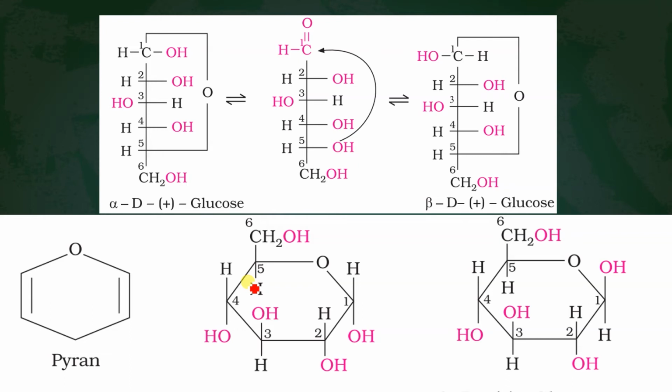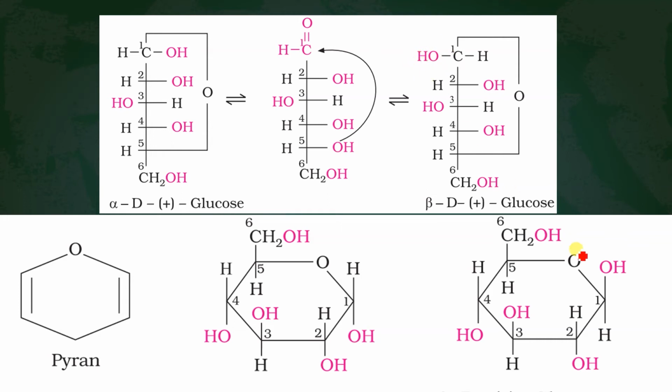How to draw the structure? Now try to understand this one. OH, and here O, and this carbon 1. Let me put carbon 1 over here, carbon 2, 3, 4, 5. So check in this: on the first carbon, the OH is outside.